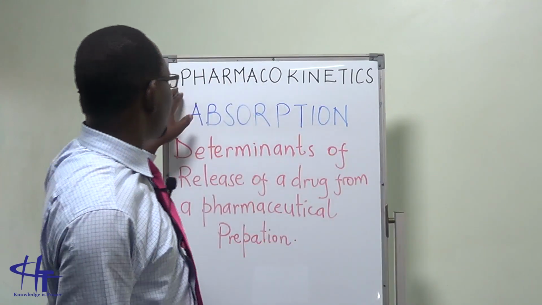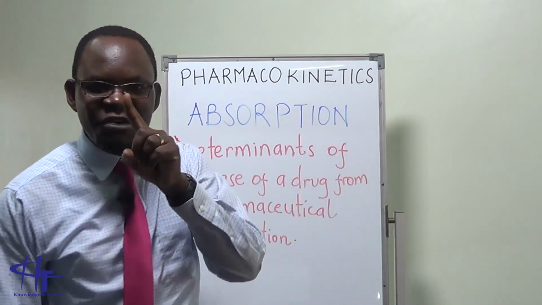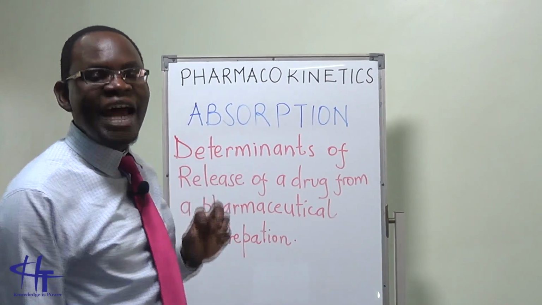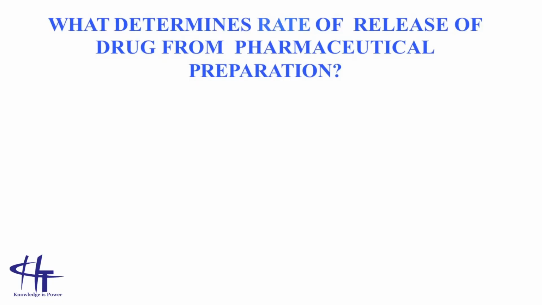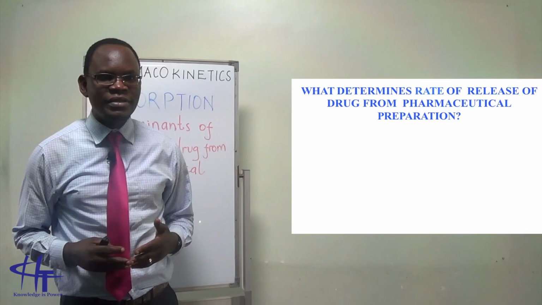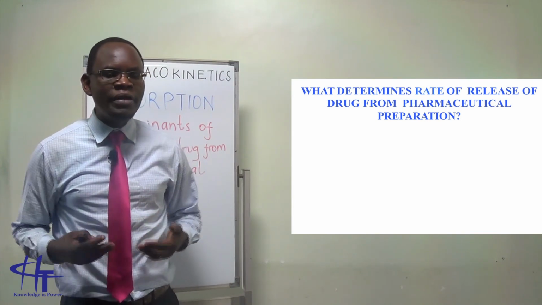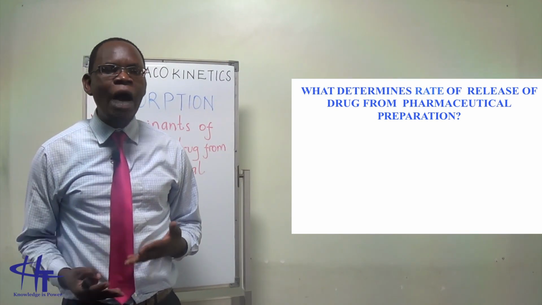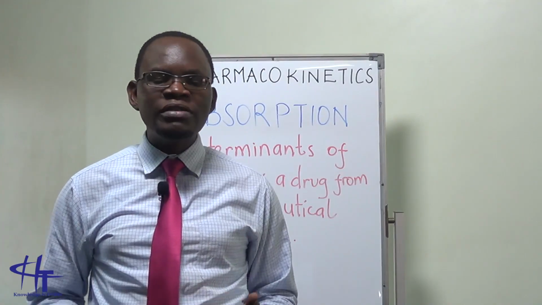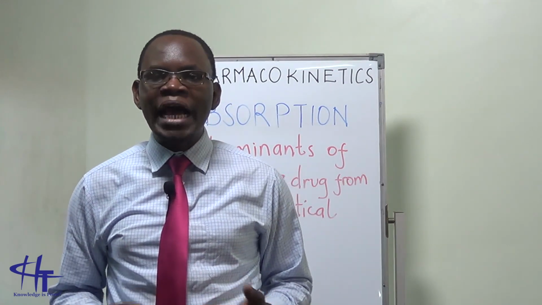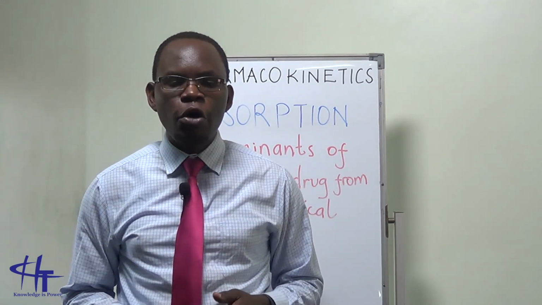Remember, we are still dealing with pharmacokinetics and specifically absorption. But under absorption, we want to talk about what are the determinants of release of a drug from a pharmaceutical preparation. Remember, several drugs come in different forms with different additives. So what are some of the things that help or determine the release? And how is release affected by some of these things that make up or comprise a pharmaceutical preparation?